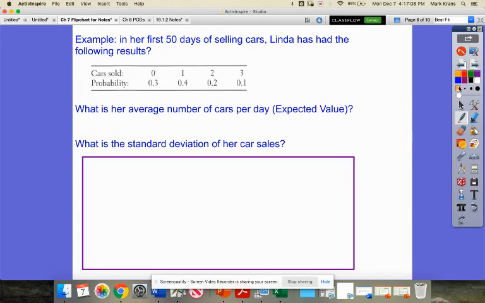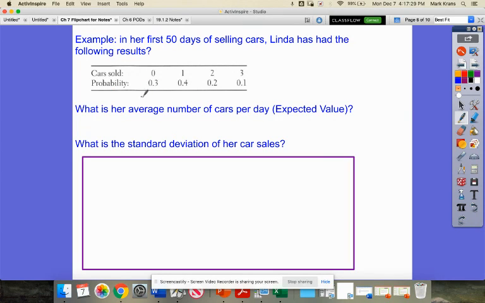So, for example, okay, Linda's been selling cars, and in her first 50 days, she sold 0 cars on 30% of days, 1 car on 40% of days, 2 cars on 20% of days, and 3 cars on 10% of those days. Okay, and so this is her probability model. What is her average number of cars per day, the expected value?